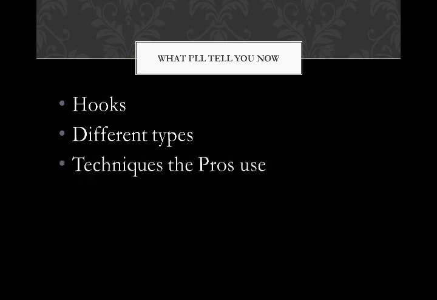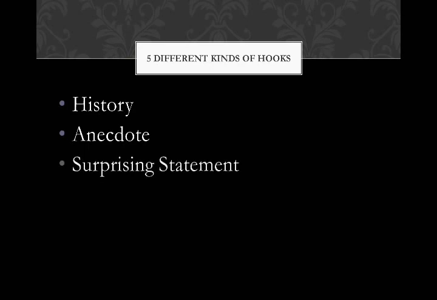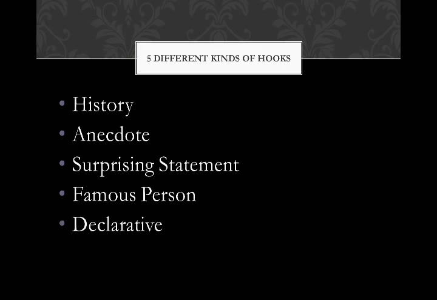Right now, though, what I'll tell you about is hooks, different types of hooks, and some of the different techniques that the pros use. There are five different types of hooks that I want to look at: the history hook, the anecdote hook, the surprising statement, the famous person, and the declarative. I'll talk about what each of these means.